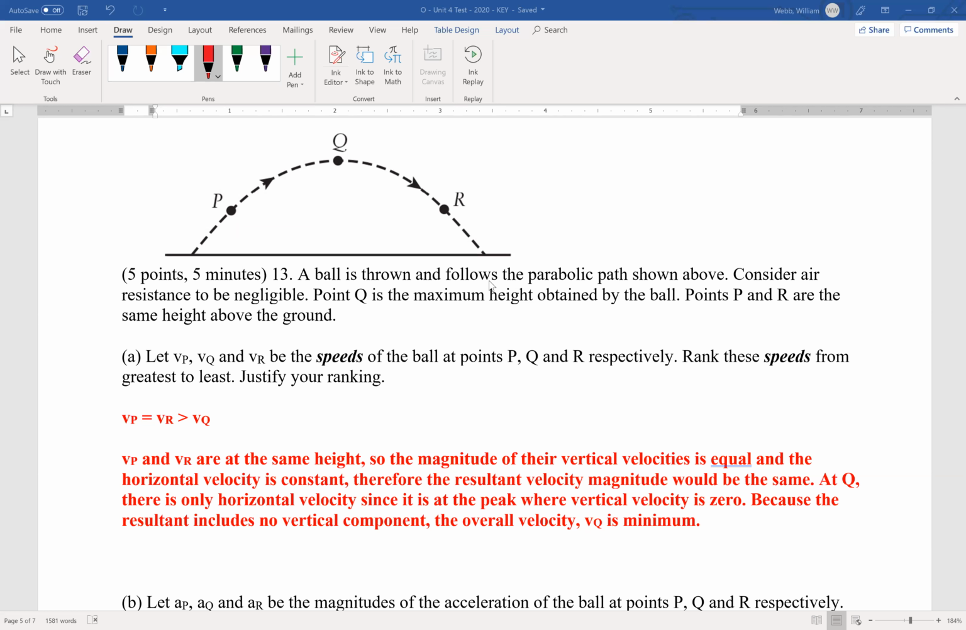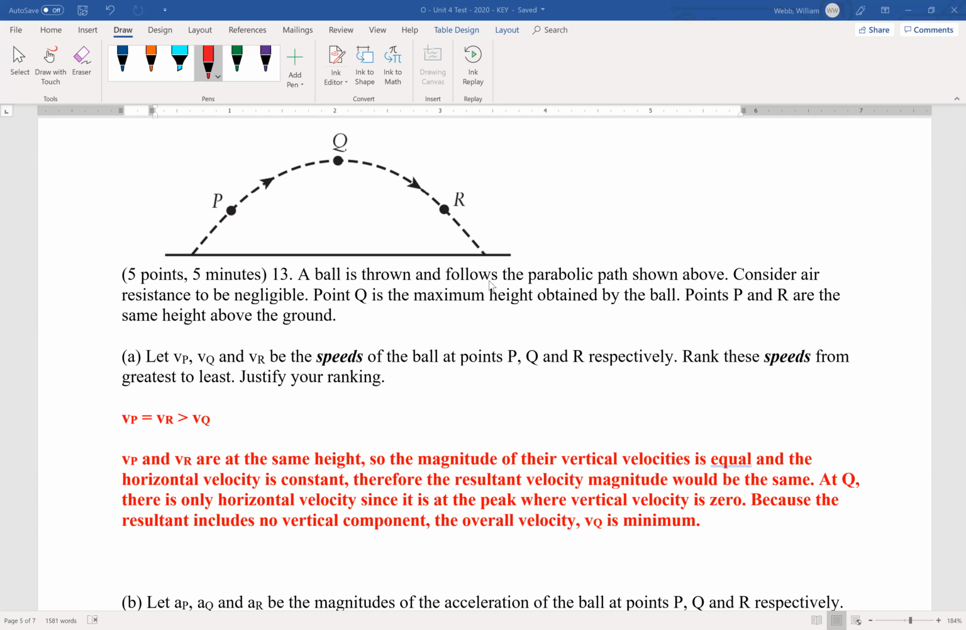Well, P and R, the speeds at those 2 points, because they are at the same height, which is given, they would have the same vertical velocity. And because the horizontal velocity is constant, if we think about their two components, the magnitude of their vertical velocities is the same, and the horizontal velocity has to be the same because it's constant. Since they have the same two components, their resultants, their hypotenuse, basically, would be equal. And so while one's going up and one's going down, speed is not a vector, so the direction doesn't matter, but their magnitude having the same vertical component and the same horizontal component would be equal.